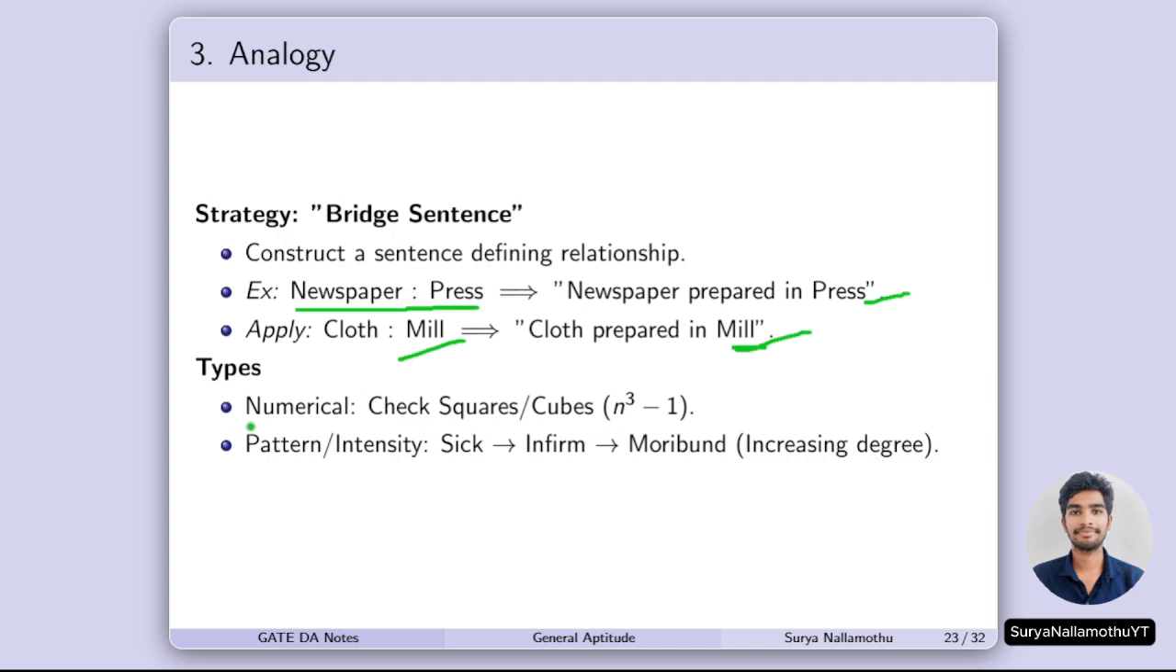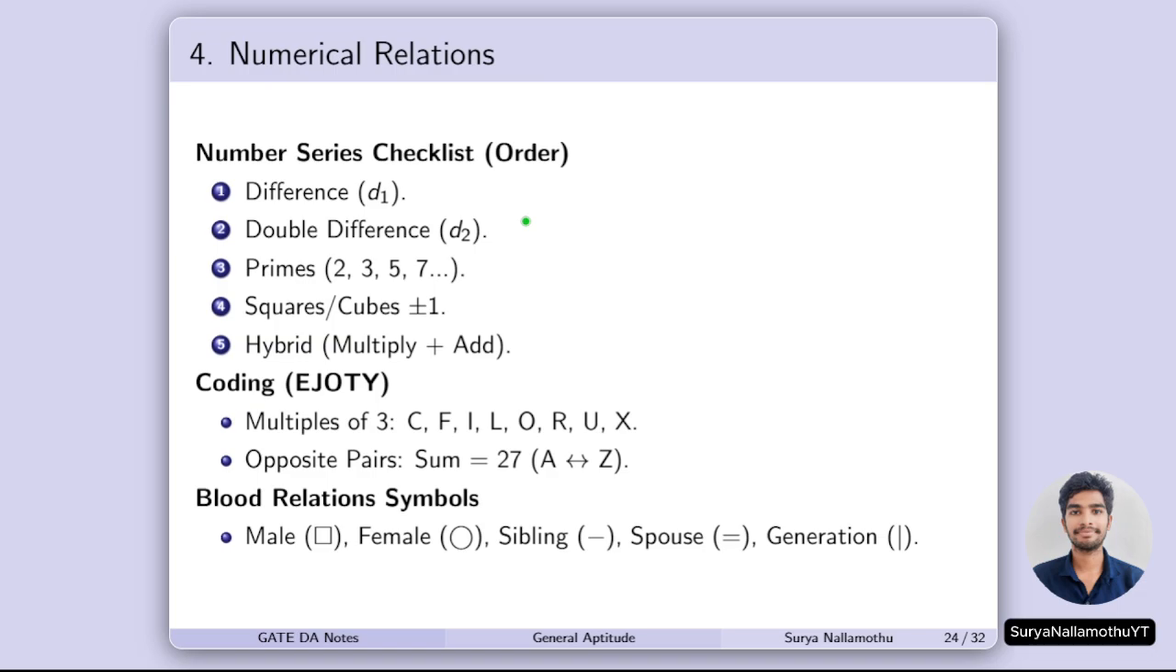And for the numerical related problems, we need to check the squares and cubes. So that's why we apply this formula. Next, these are the numerical relations we have. For number series, we need to check the difference and double difference, primes, squares, cubes, and hybrid relations like multiply and add.